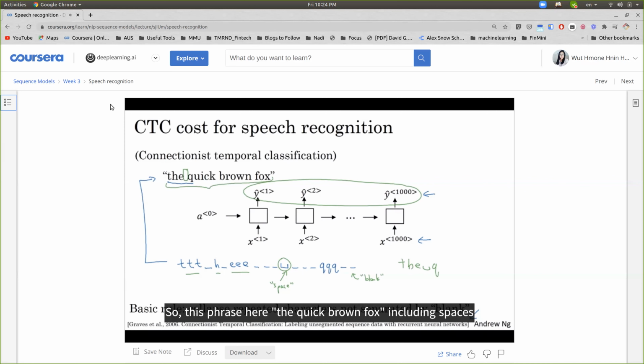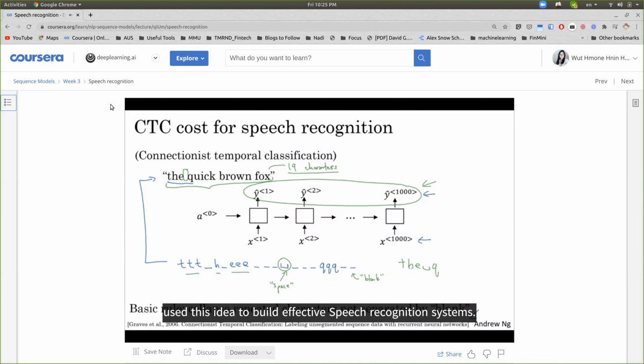So this phrase here, "the quick brown fox," including spaces, actually has 19 characters. And if somehow the neural network is forced to output 1,000 characters, by allowing the network to insert blanks and repeated characters, it can still represent this 19 character output with these 1,000 output values of Y. So this paper by Alex Graves, as well as Baidu's deep speech recognition system, which I was involved in, used this idea to build effective speech recognition systems.